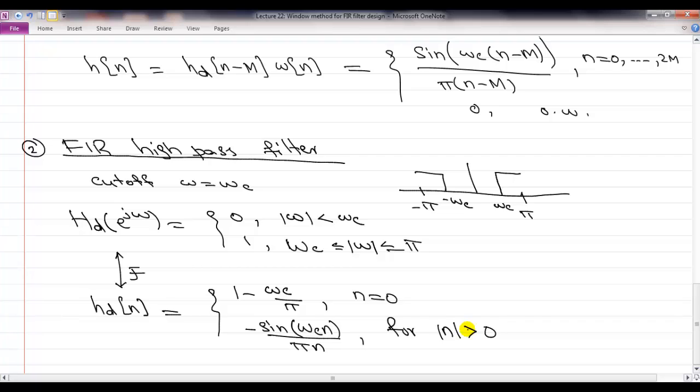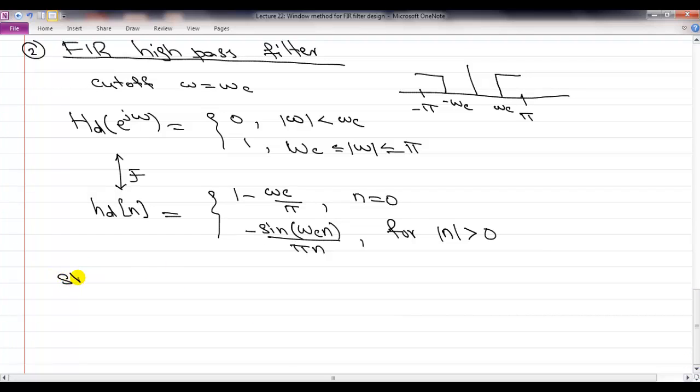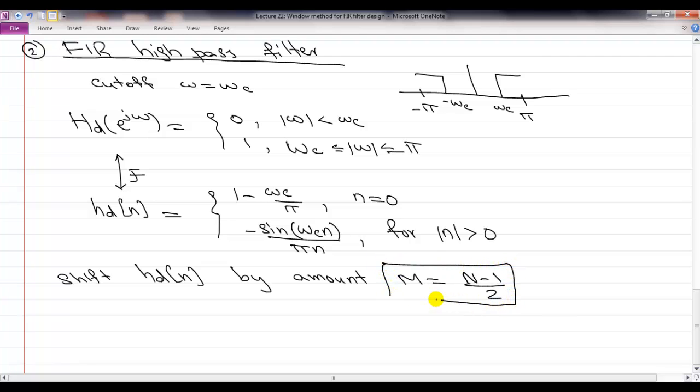It says simply shift it by an amount. So we shift hd[n] by an amount capital M equal to (N minus 1) divided by 2. Okay. You shift it by this amount where N is the length of the filter. And then you keep only the things that are between 0 and N minus 1.